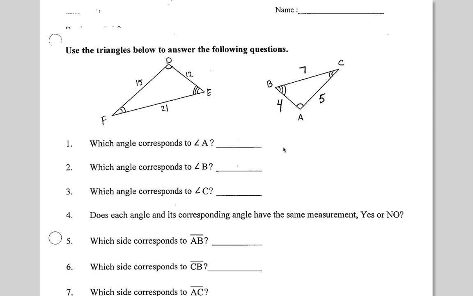So use the triangle below to answer the following questions. Which angle corresponds to angle A, which is right here? Notice it has one arc, so that's going to go with D. Corresponds to B. B has three arcs, so does E. And C has two arcs, and that leaves angle F.